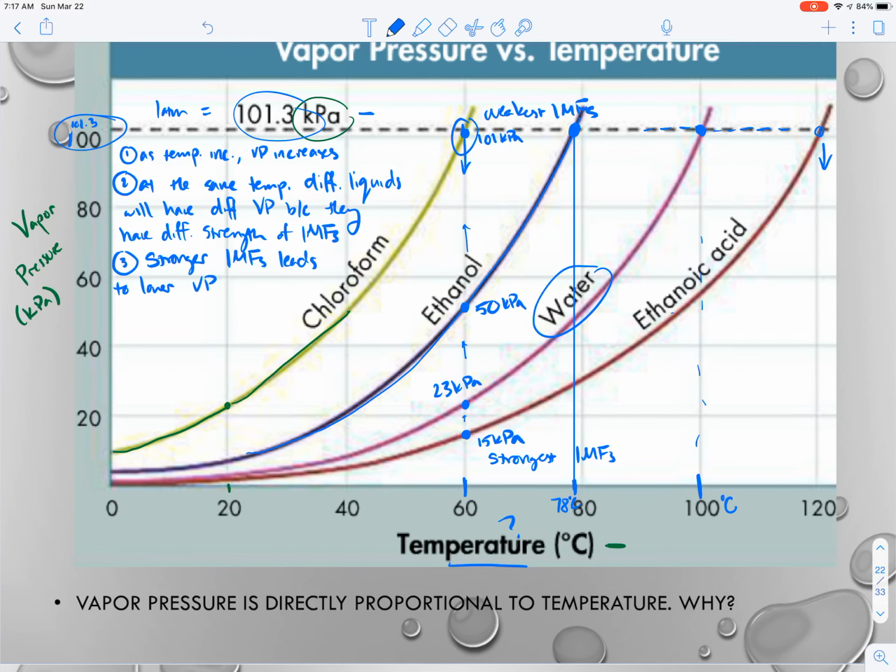And again, it makes sense that because things with stronger IMFs, their vapor pressure builds more slowly, it's going to take a higher temperature for them to boil. So we can also extrapolate that idea from this then. Substances with stronger IMFs lead to lower vapor pressures and therefore higher boiling points, because it takes more heat for the vapor pressure to build up until it matches the atmospheric pressure up here.